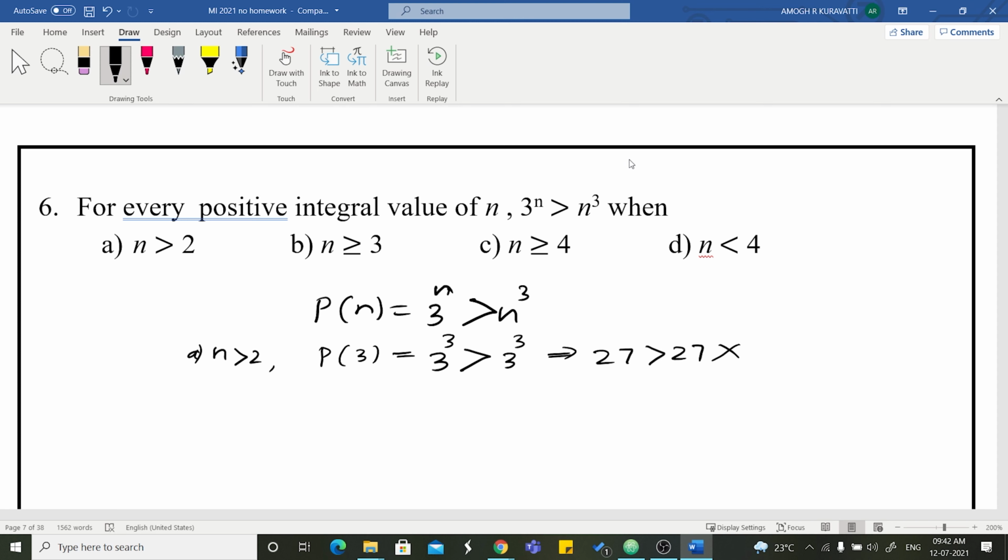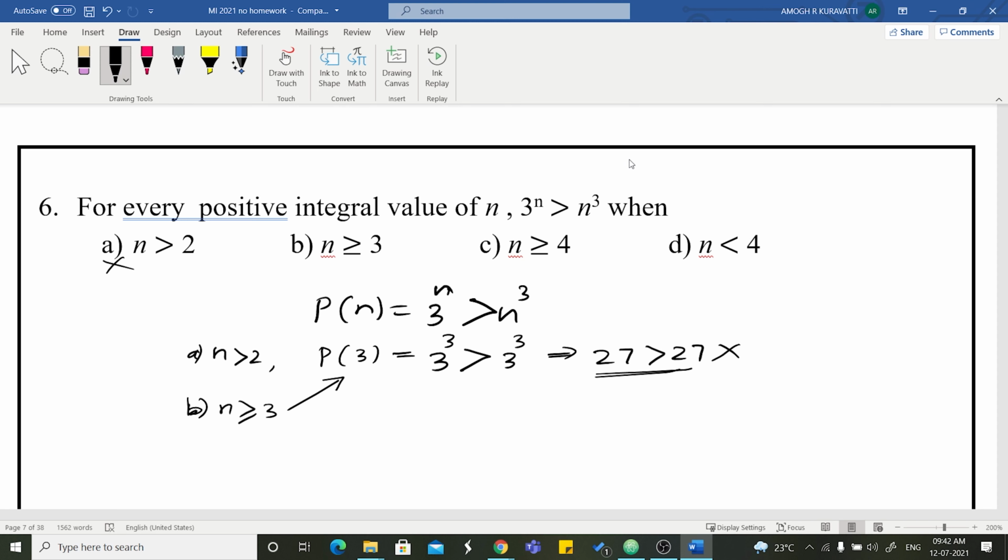So option A wrong. Then if you take option B, check: n more than or equal to 3. Either n is 3 or more than 3. First take n as 3. We took n as 3 and looked. What has happened here?